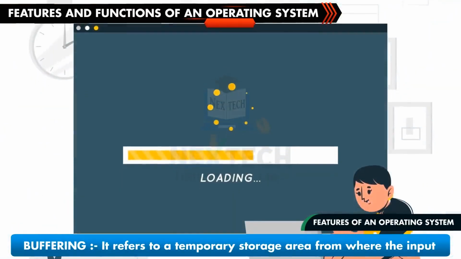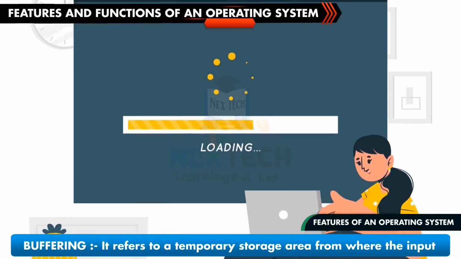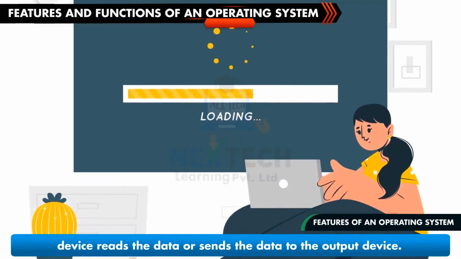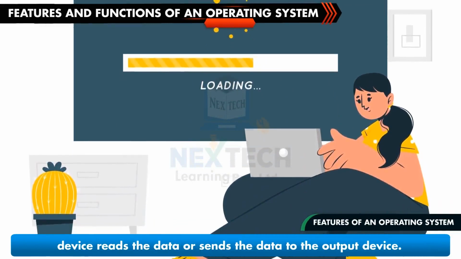Buffering. It refers to a temporary storage area from where the input device reads the data or sends the data to the output device.